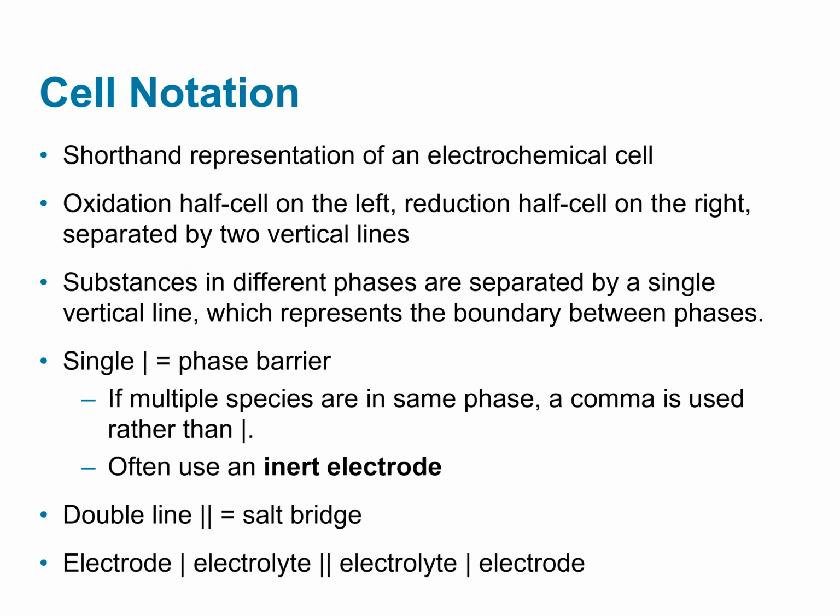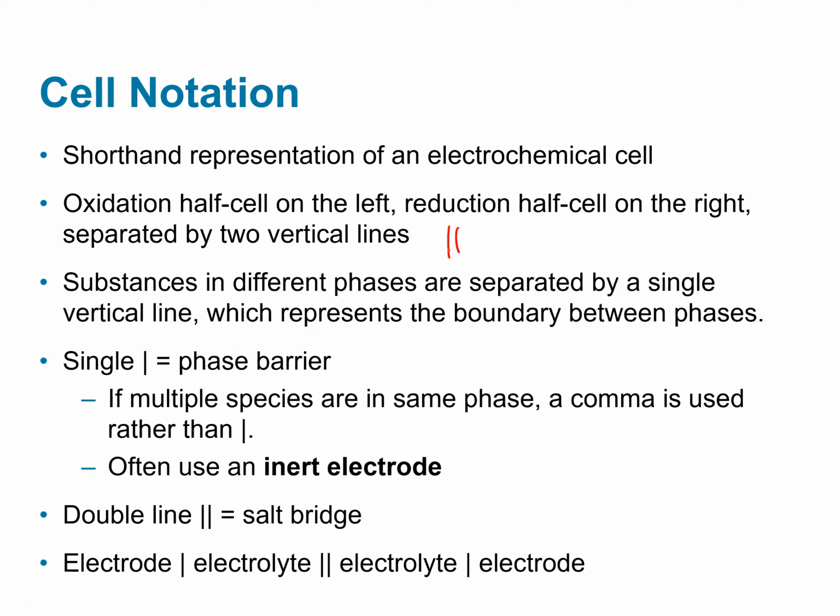So, notations, there's a nice way to denote the construction of these cells with shorthand, and you always write the oxidation half cell on the left and the reduction half cell on the right, and you separate them by two vertical lines.